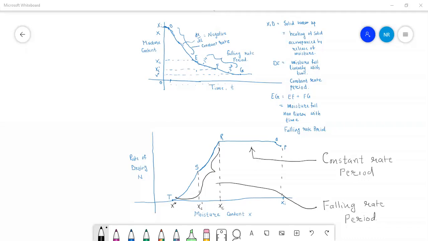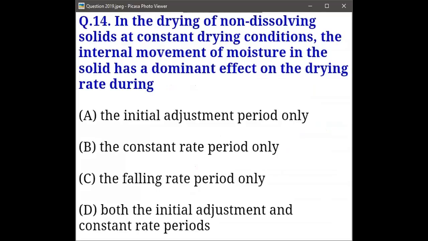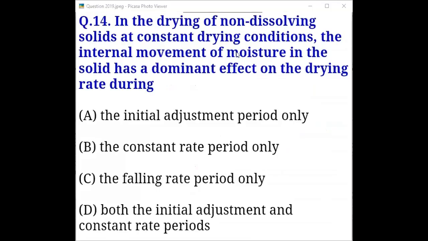Okay, we have one question. Let me share this MCQ. This MCQ was asked in the GATE exam in 2019. Are you unable to see the question on your screen? Kindly say yes or no. Okay, Mustafa, very good. Thank you very much.